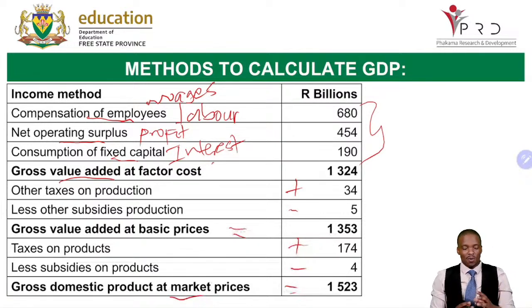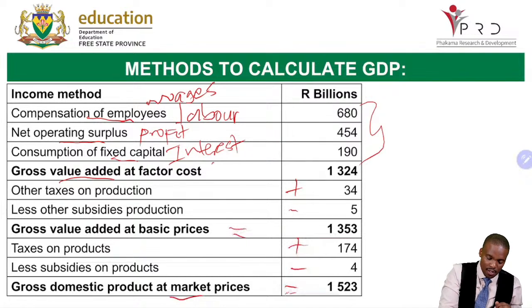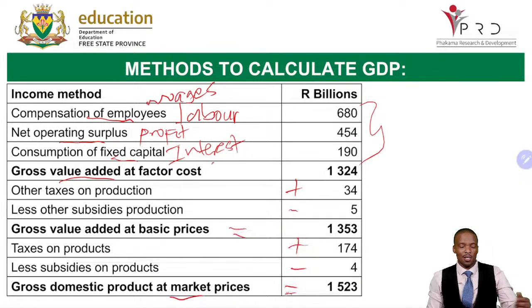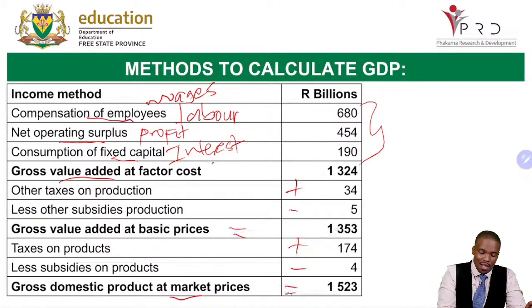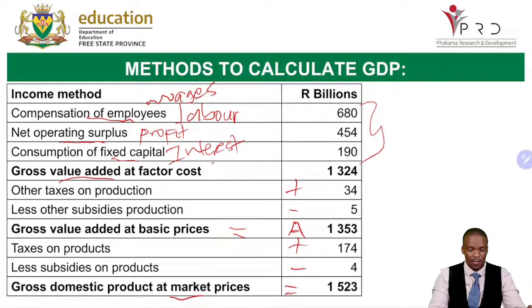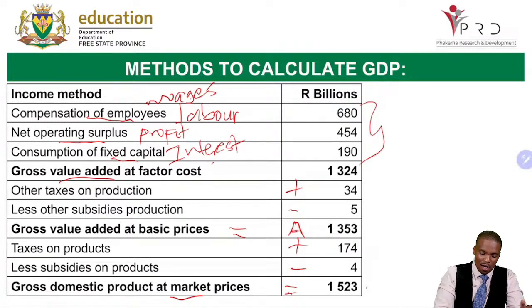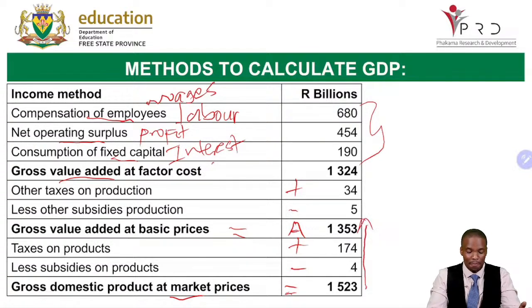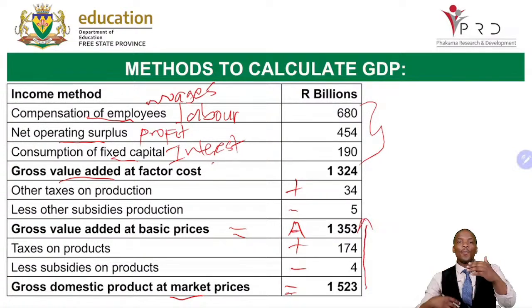Now here's the catch while we are still here, grade 12s. Sometimes this GVA at basic price could be a question mark or could be blank, and they could make it A. And then the question would give you values from the bottom up until up there. You do the opposite of what you did when you're going down.